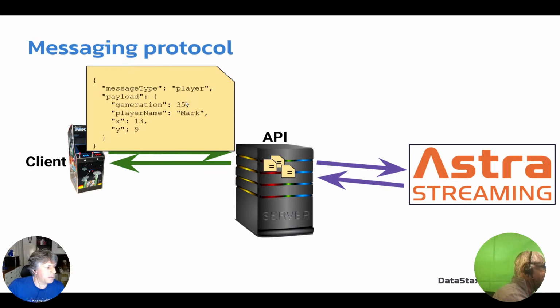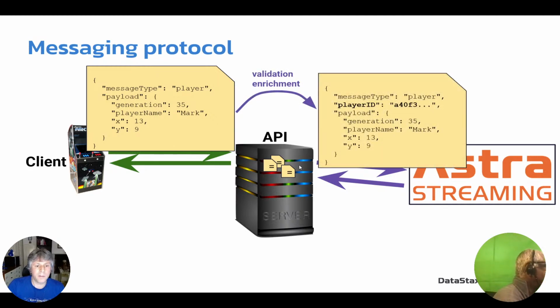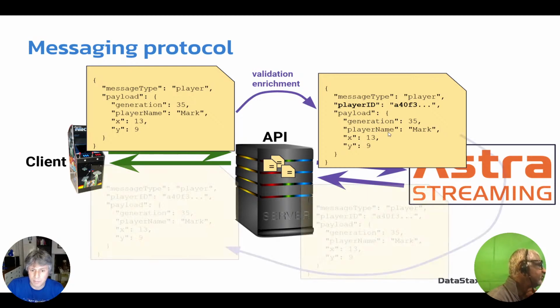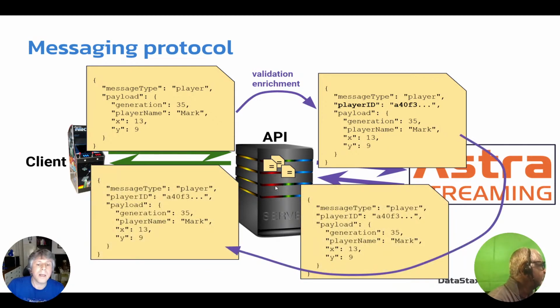This is the shape of the message. It is a message of type player, and it will just have a payload saying player name is Mark, X, Y are this and this. This message is sent to the API by a particular client, because that's me, I'm Mark, let's say. The API will then perform some validation and will enrich the data with a player ID, and the server knows that player ID. From that point on, this message will do the full round trip all the way to all other clients. That's the basics of the messaging.